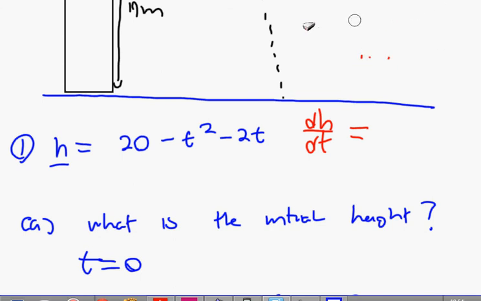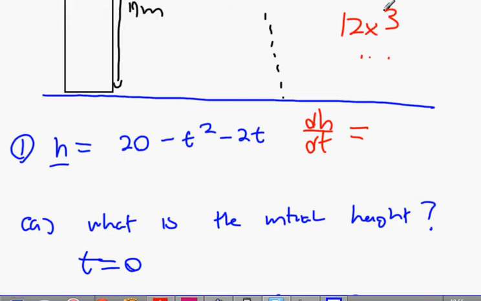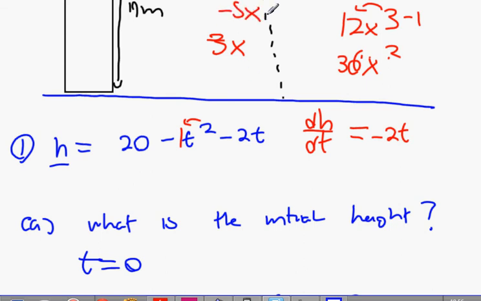6x. If I differentiated 12x cubed, you bring the 3 to the front, multiply it by 12, and then take 1 away from the power. So for example, if I want to differentiate minus 1 times t squared, you bring the 2 to the front, multiply by minus 1, and you get minus 2t. And when you differentiate a number that hasn't got a power, so when you differentiate 3x, you get 3. When you differentiate minus 5x, you get minus 5. So what we're going to get here is minus 2.